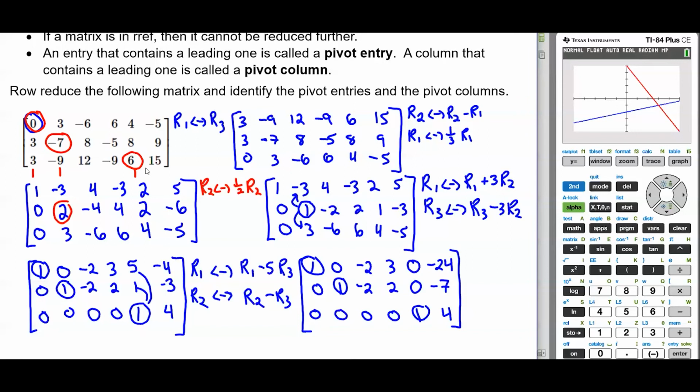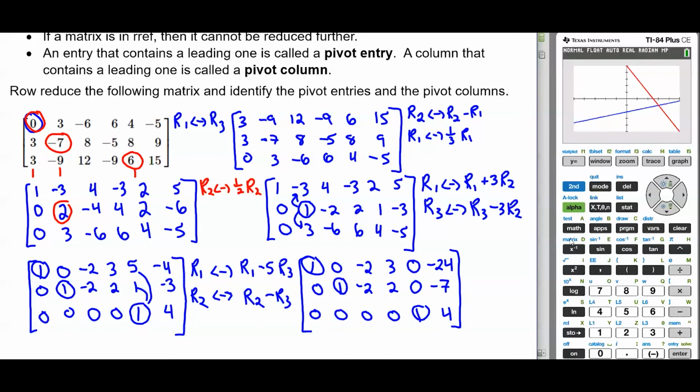So first column, second column, and fifth column are the pivot columns. And these, where these leading ones are, those are the pivot entries. That's where we pivoted. Okay, so let's do this in the calculator and see if we get the same thing. And we will also talk about this. What if this was a system? What would the solutions look like?